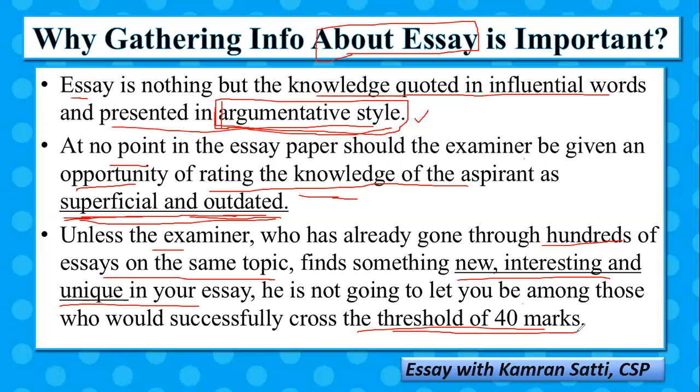In the English essay exam, only 3% to 5% make it. And if you're writing about a topic and you are not giving him something new, something interesting, some updated information about that topic, then the chances of you making it through are very bleak. So you have to be very updated. This aptly explains why gathering information about the essay is important.